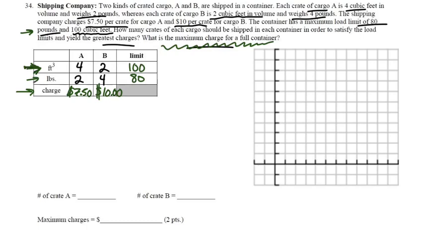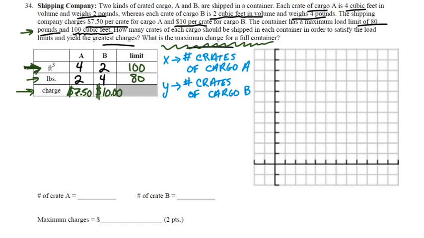Okay, so when we go to write the inequalities for our constraints here, we're going to let X represent the number of crates of cargo A, and then Y, of course, will be the number of crates for cargo B. In other words, I can put X's here on the values for A and Y's on the values for B. So our constraint for the volume in cubic feet, right? We've got 4x plus 2y and then 100 there on the end.